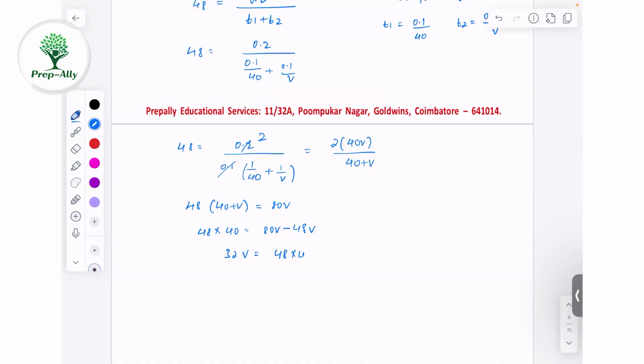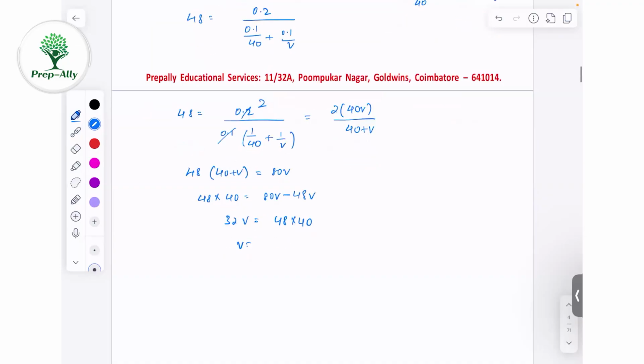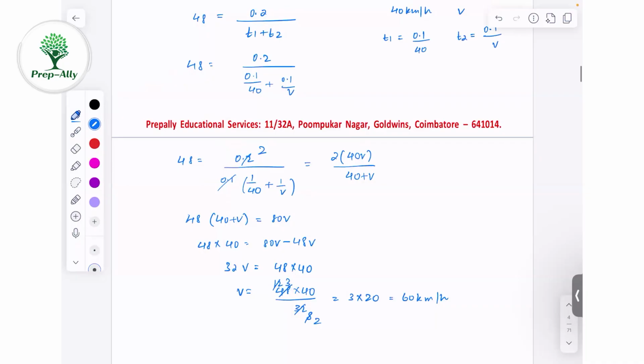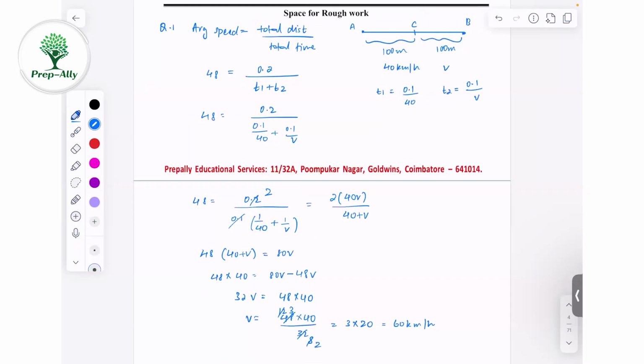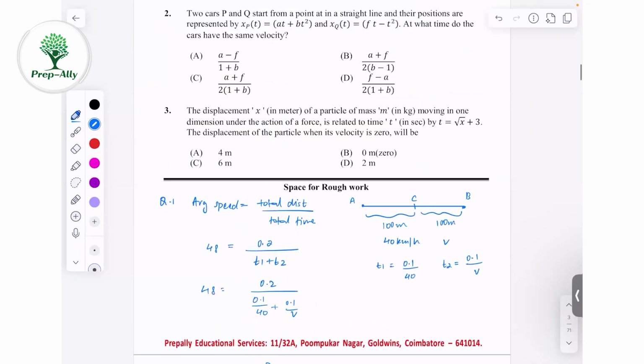So let us simplify this. It's going to be 48 into 40 by 32. This is four eights, this is four twelves, this is four twos, this is four threes. So we'll be left with 3 into 20, which is 60 kilometer per hour. Hence, this is the value of v. So we just took the definition of average speed and figured out the solution. I hope all the steps are clear. So this is the answer.